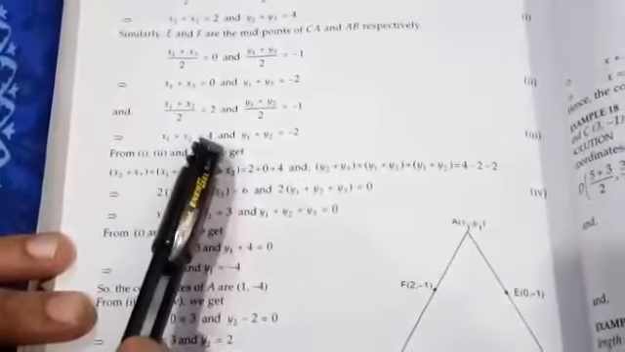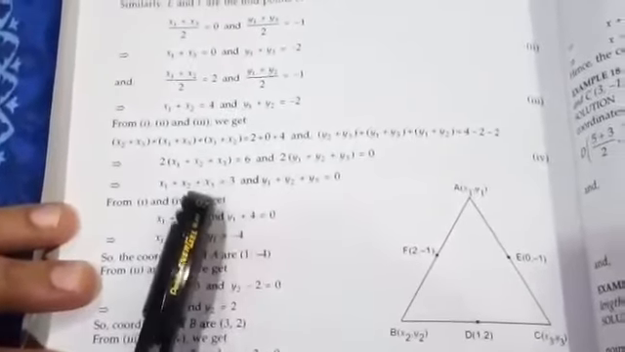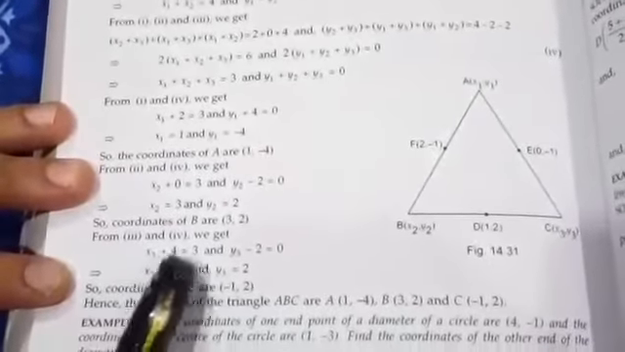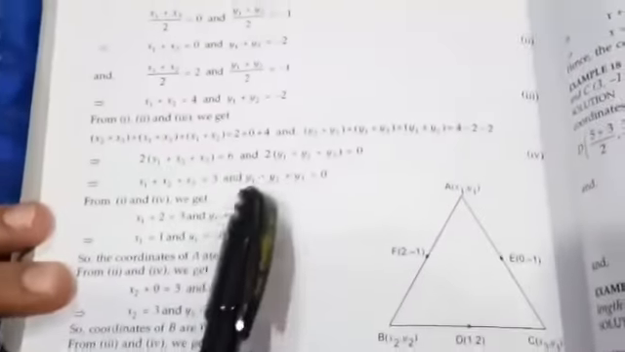And again in the same equation, when you substitute 4 for x1 + x2, so 4 + x3 is equal to 3. x3 is equal to 3 minus 4. x3 is equal to -1. So like this we found the values of x1, x2 and x3. Now let's find the values of y1, y2 and y3.